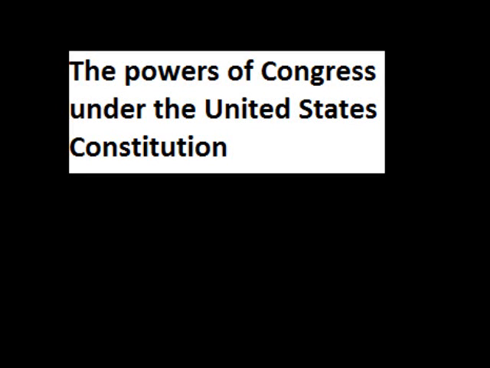Today I'd like to talk about the powers of Congress as enumerated under the United States Constitution. The powers of Congress are found in Article 1, Section 8, which lists them out. I recommend you go look them up online. There's probably 20 powers that are enumerated given to Congress. I'll give you a little bit of background before I get into the specifics.